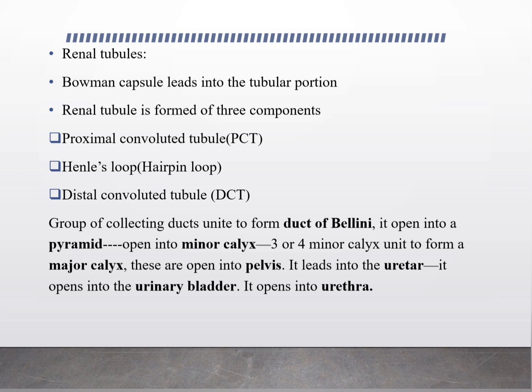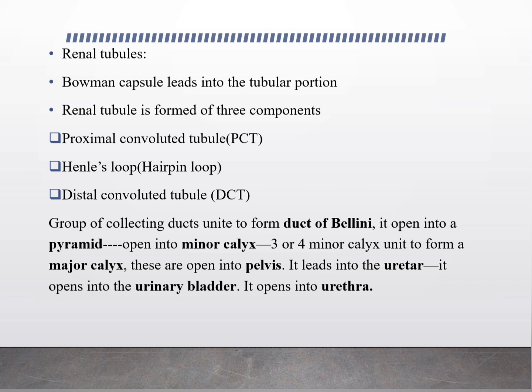Next, the ascending limb. The ascending limb also has two components, a thin ascending segment and a thick ascending segment. The thin ascending segment is the continuation of the hairpin bend and it leads into the thick ascending segment of the ascending limb. The thick ascending limb continues into the distal convoluted tubule.